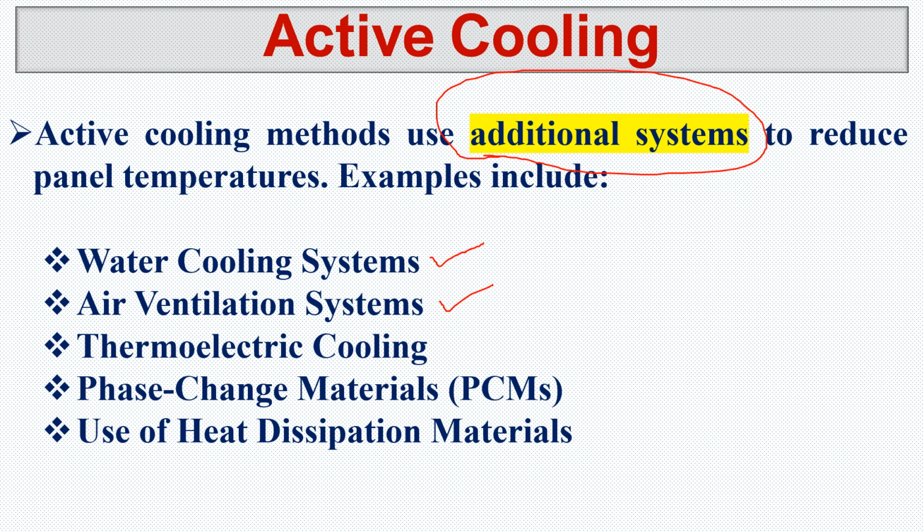So water cooling system, air ventilation system, thermoelectric cooling system, phase change materials, heat dissipation materials. If you can find any material that dissipates heat, or any technology that can remove heat from the panels, that's an innovation. You can get a patent for that for your innovation ideas, and you can market it as a product.